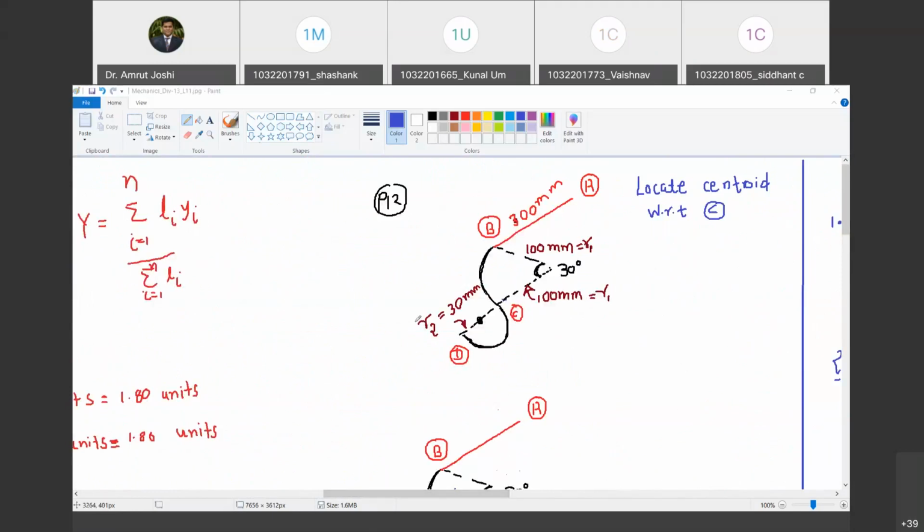Kunal, are you with me? Yes, sir. Okay, so let us have a look at this wire structure. We have to locate its centroid with reference to C, this point as given. So this is composed of a straight wire here, portion AB. Portion BC is an arc of a circle. How do I know that? Because R1 is given here, R1 is given here. So both the radii are same, so that means it has to be a circle. Are you with me? Yes.